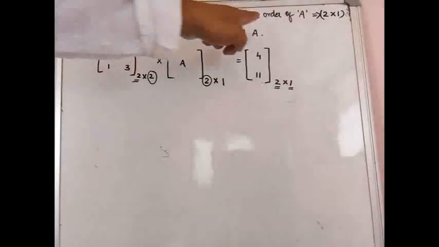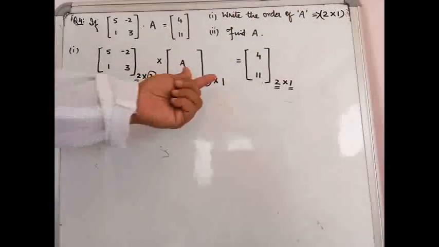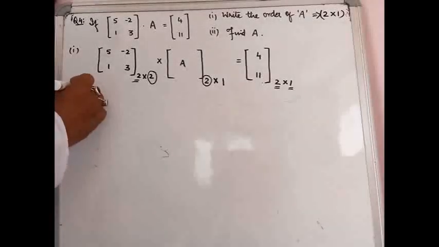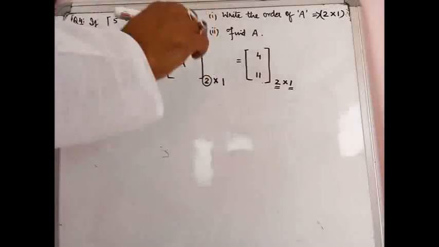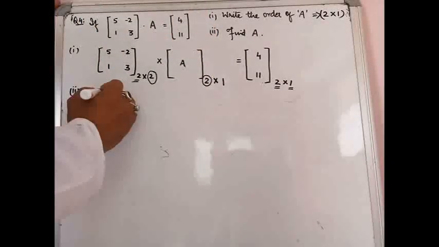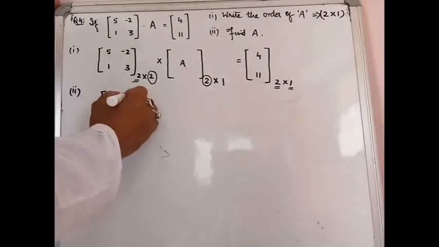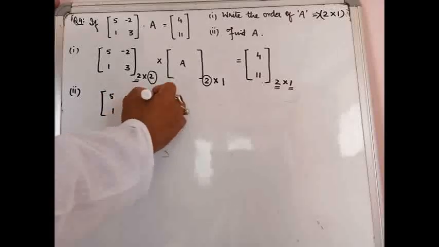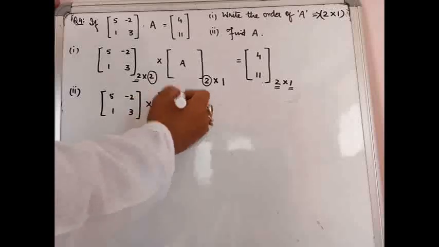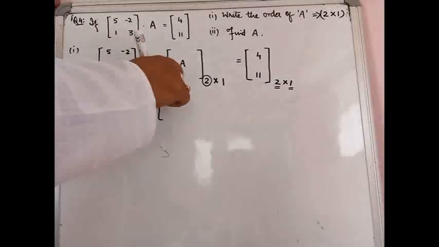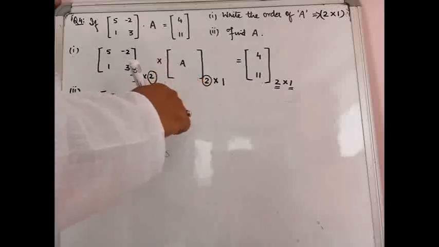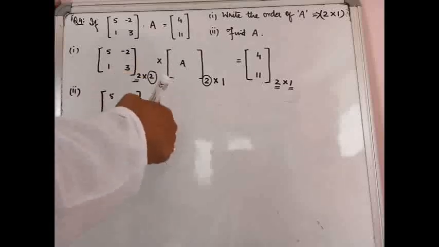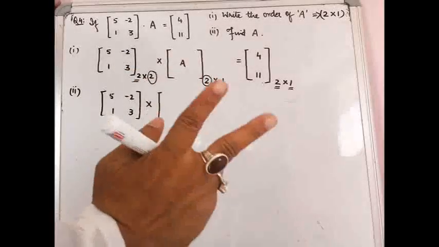Okay, so I have written the order over there. 2 by 1 is the order of matrix A. Now coming to the second part where actual values of A are involved. So now I am going to write down 5 minus 2 1 3, multiplied by matrix A. Now we know that matrix A has 2 rows, but it will only have 1 column. So that means 2 into 1, it will only have 2 elements.